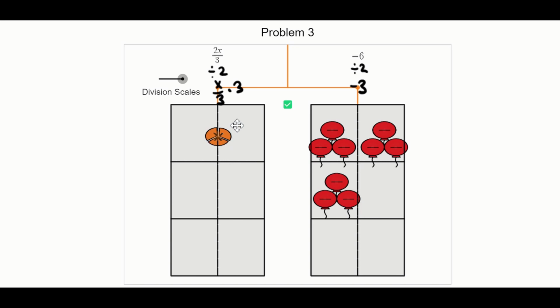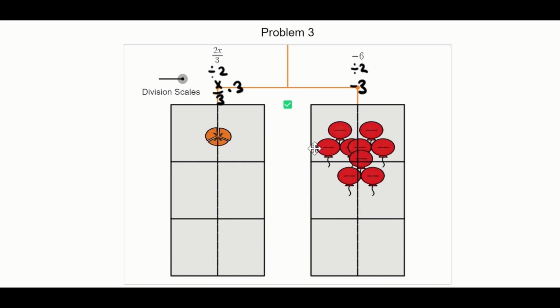Times it by 3 to get a complete x. I know that takes 1, 2 times 3 in order to get the same amount. So after multiplying by 3, I have my complete x. And over here, after multiplying it by 3, we know that 1 complete x weighs the same as negative 9. So x equals negative 9.